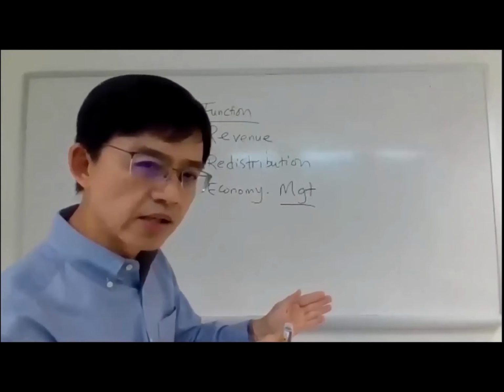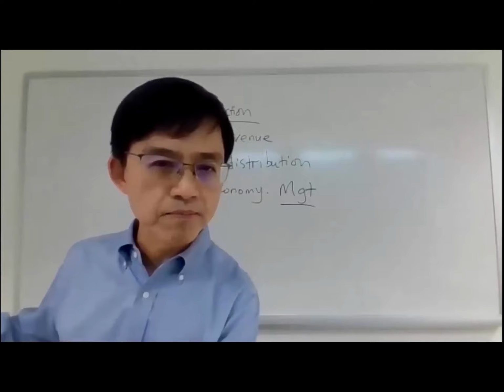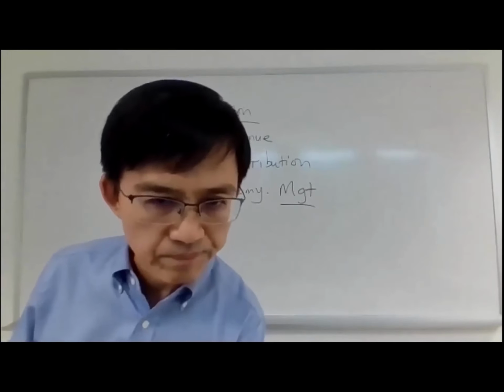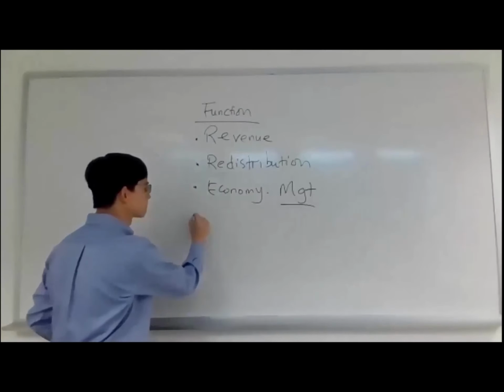You tax VAT at 5% for certain things that you consider essentials, 17% for those you consider luxury. So you want to alter behavior. That's how you manage the economy.